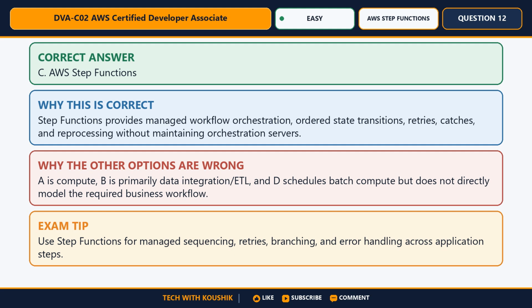A is compute, B is primarily data integration/ETL, and D schedules batch compute, but does not directly model the required business workflow. Exam tip. Use Step Functions for managed sequencing, retries, branching, and error handling across application steps.